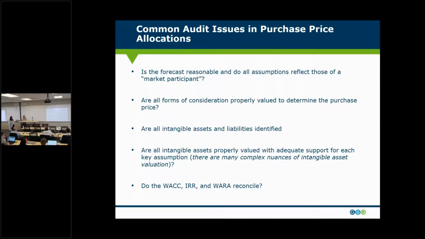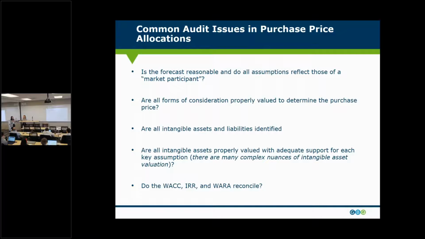Third, are all intangible assets and liabilities identified? Then, are all intangible assets properly valued with adequate support for each key assumption? Normally the process for this, let's say GBQ was doing a valuation and Deloitte was the audit. A client like Deloitte referred us the project because, and I should step back and say, accountants can't do this: Deloitte cannot do the valuation for their client because there's a conflict of interest. You can't come up with the numbers and then also audit the numbers. So that's why they would refer us this kind of work.